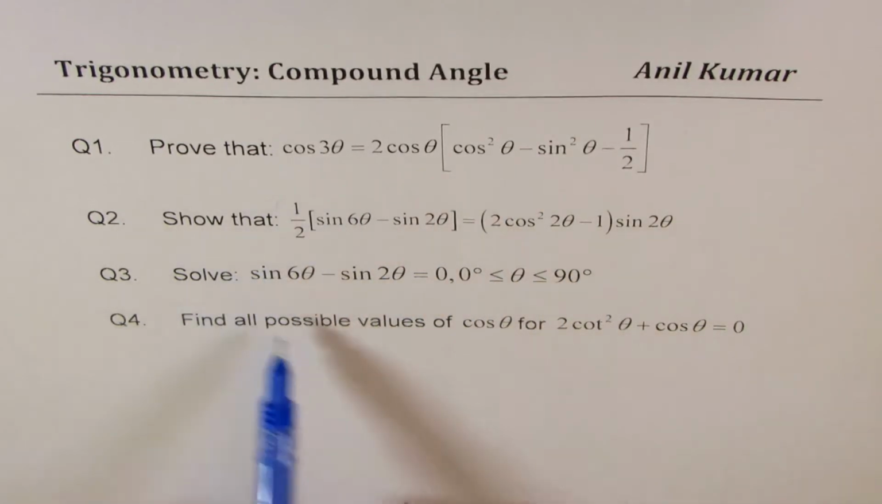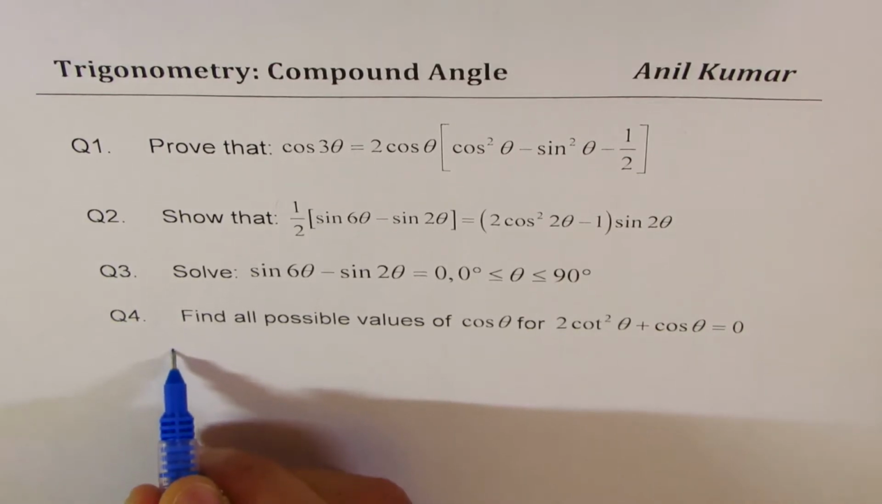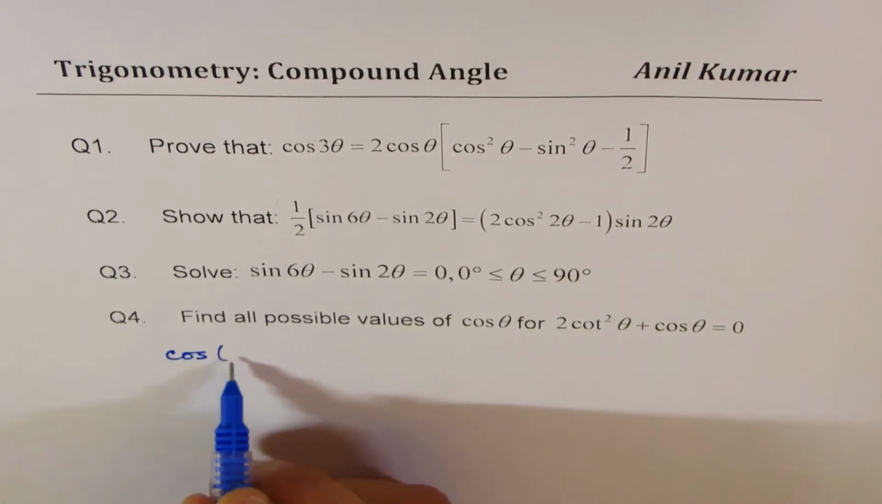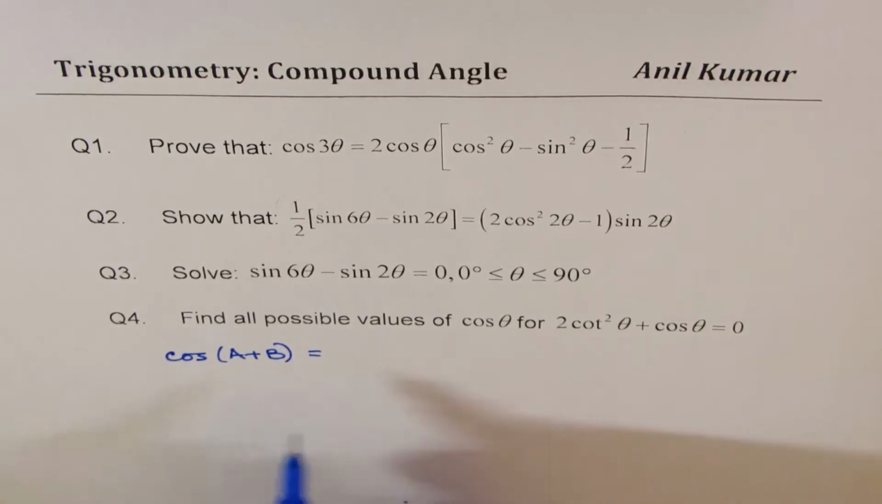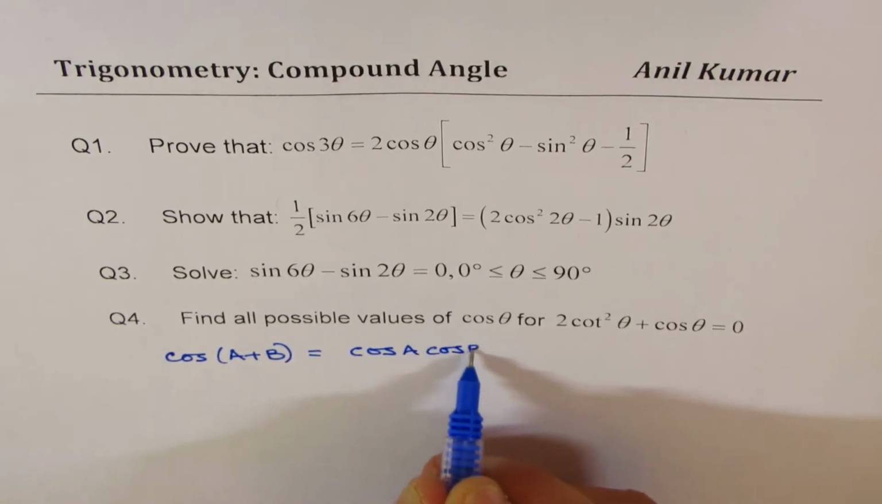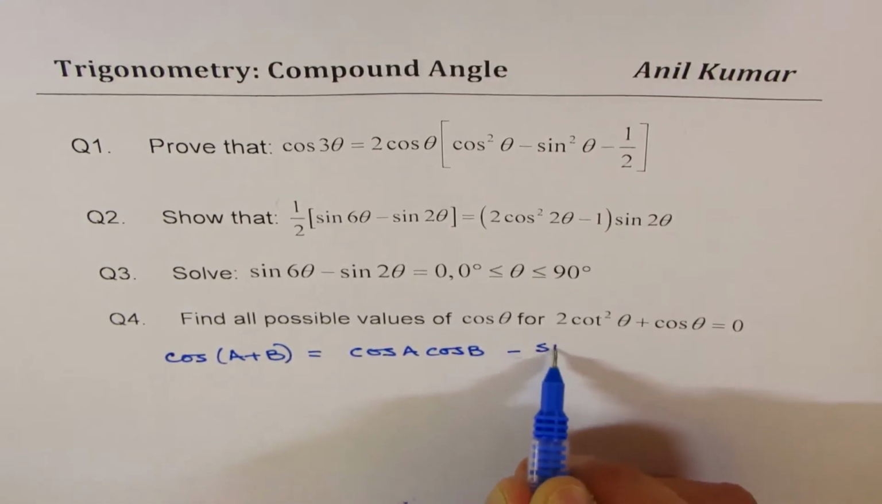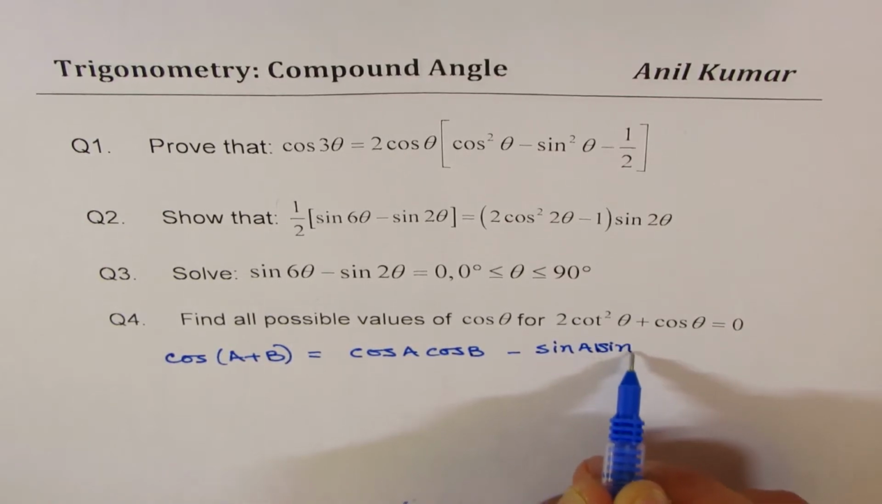Now we are actually working with compound angles. Some of my subscribers may not know about it. So I'll write down a few formulas here and derive the formulas which are required. One formula which we are going to use is cos(A plus B), which is cos A cos B minus sin A sin B, right?